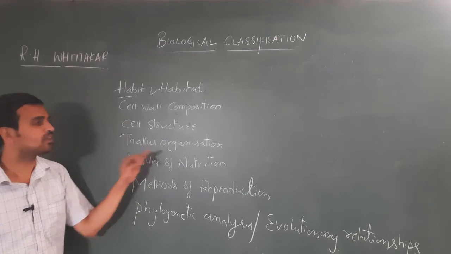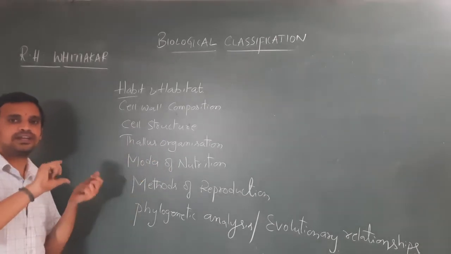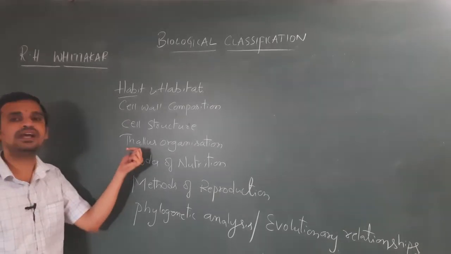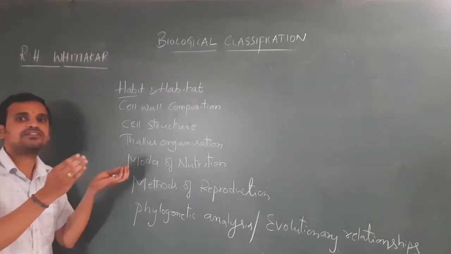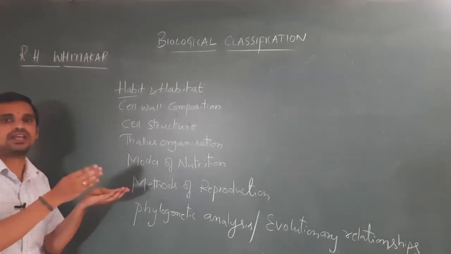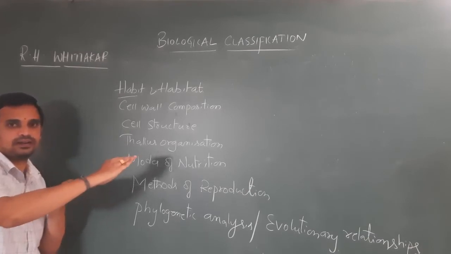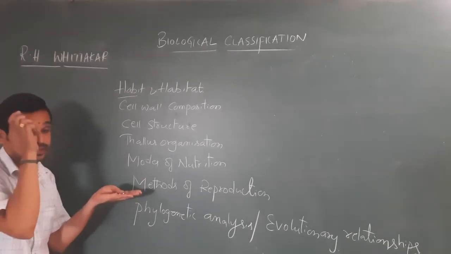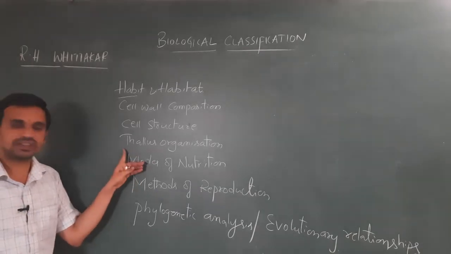Thallus organization or body organization. If the body of a particular organism is not differentiated into different organs, then it is called thallus. So thallus is nothing but an undifferentiated mass of cells. If we take algae, they grow on the water like a mat-like structure, and fungi also grow like a mat-like structure. They do not have different organs like roots, stems, leaves as in plants. That is called thallus organization.